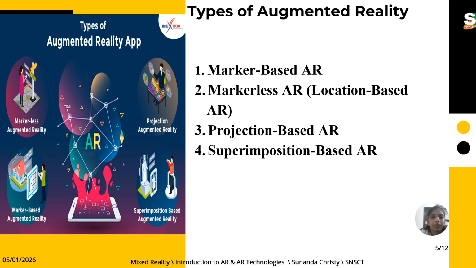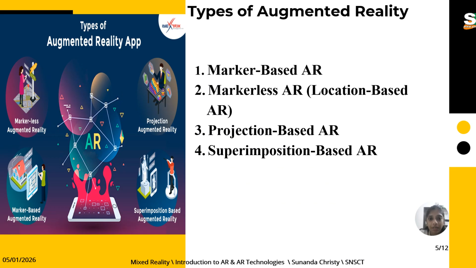So here we have the types of augmented reality, or AR. The first is the marker based AR, and the second is the markerless AR, which is location based AR, the projection based AR, and the superimposition based AR. Here I have given the image for the marker based AR. Marker based is nothing but, as I said before, the map.